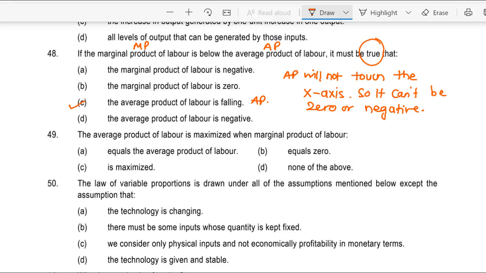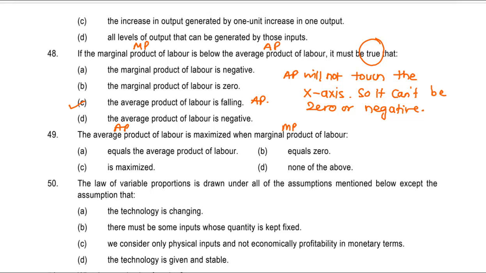Let's see the next question, 49. The average product of labor is maximized when marginal product of labor is A. equals to average product of labor, B. equals 0, C. maximized, or D. none of the above.